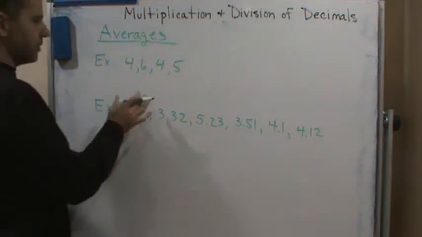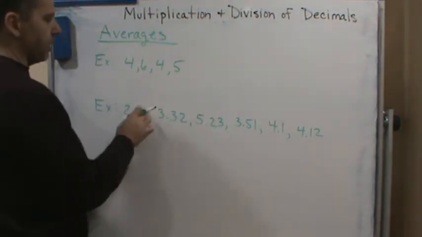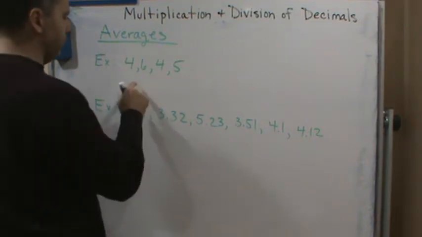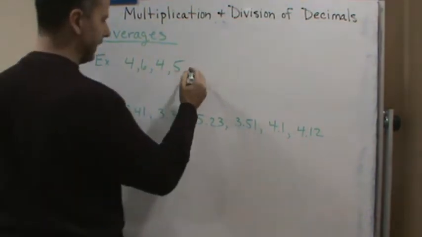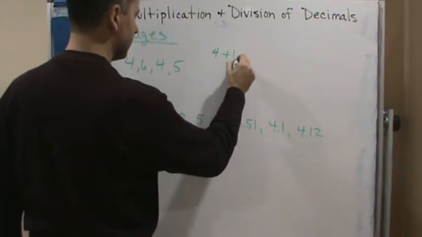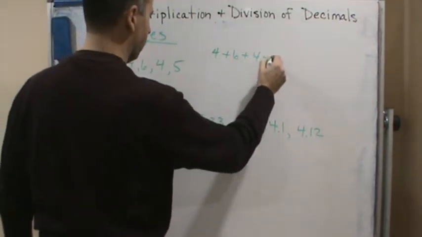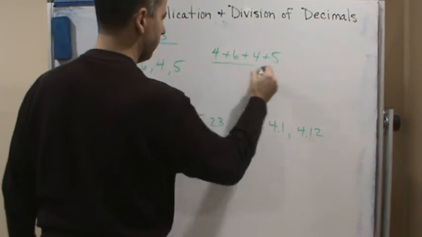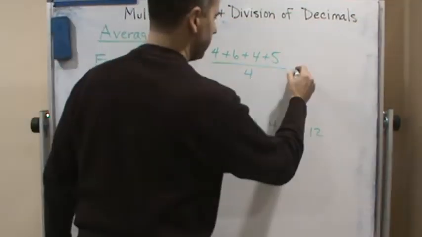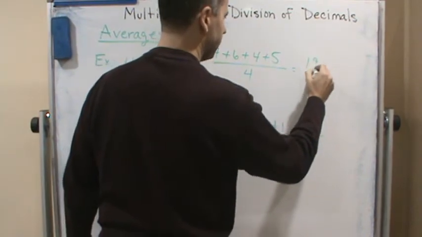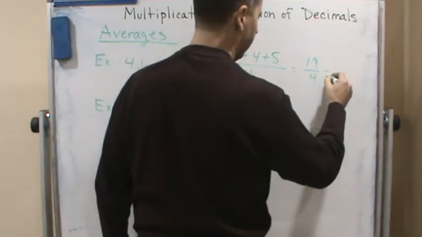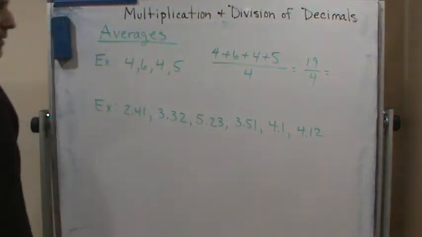So what's the average? Well, we're going to take these four numbers, we're going to add them up and then divide by 4. So if we add them up, we get 19, right? So we get 4 plus 6 plus 4 plus 5 divided by 4. And so this equals 19 divided by 4, right? And so what is this going to give us?